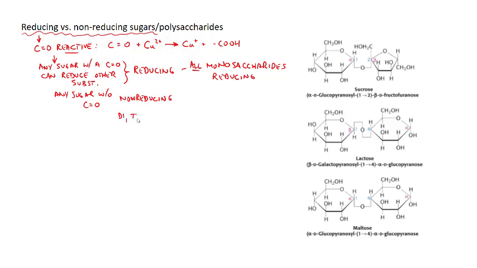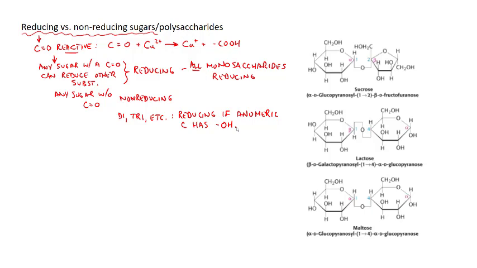So for di, tri, polysaccharides, and so forth, it's reducing if there is an anomeric carbon somewhere that has an OH on it. That's how you tell if it's reducing or non-reducing.